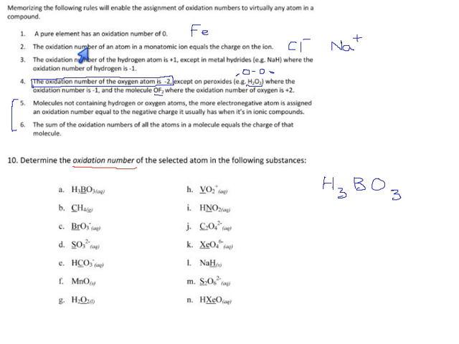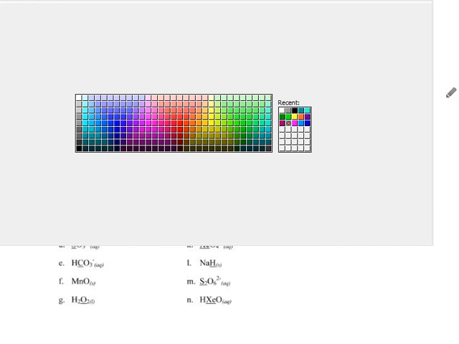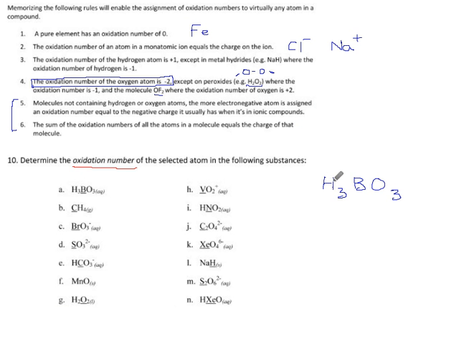The oxidation number of an atom in a monatomic ion. This is not a monatomic ion, so that doesn't matter to us either. The oxidation number of hydrogen is +1, except in metal hydrides, which this is not. So each of these hydrogens has an oxidation state of +1, which means there's a total of +3 here. I'm going to say +3, and I'm going to say +1 each.